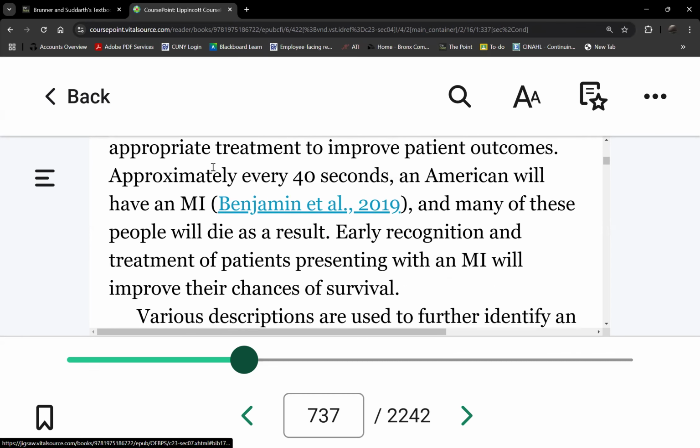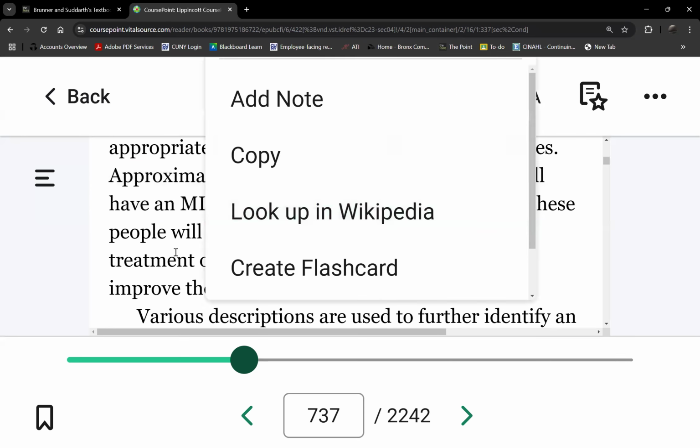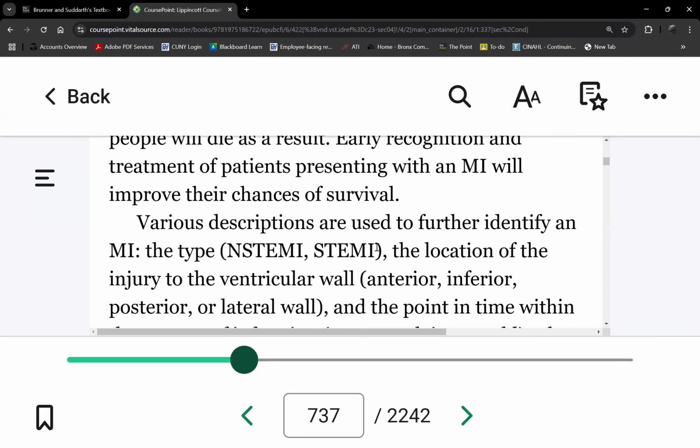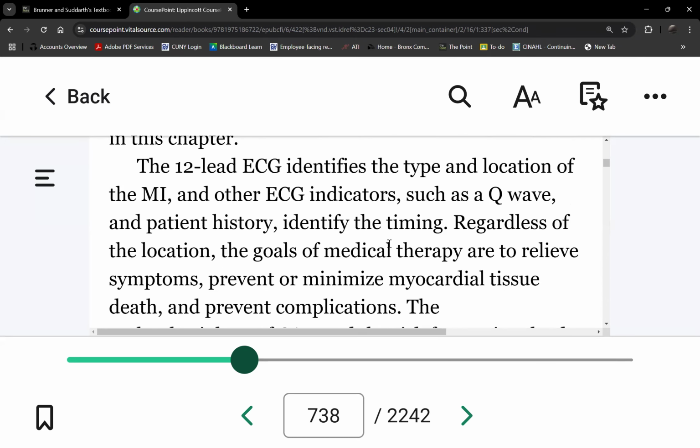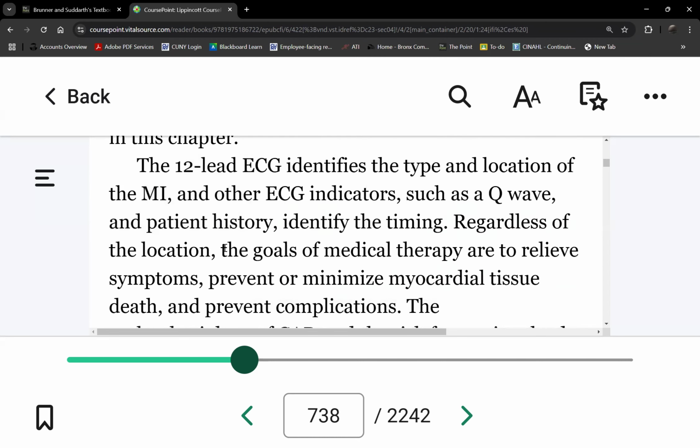So in America, look at this. Every 40 seconds, an American will have a heart attack. Wow. That's how many cases we have. So within 10 minutes of arrival, what do we need to do again? ECG and draw what? Okay, cardiac enzymes.